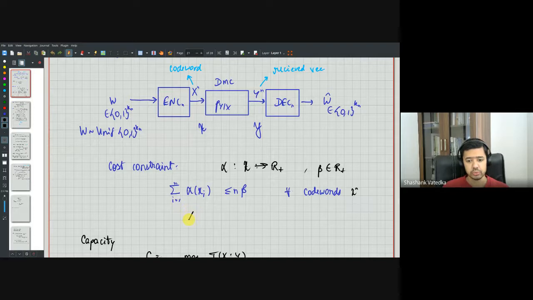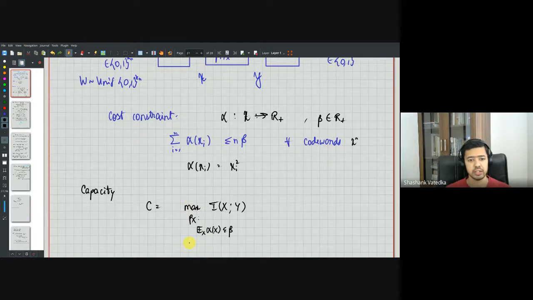Note that if I choose alpha of x_i to be x_i squared, then I get the regular power constraint that you have in various channels like the AWGN channel, right? And for such channels with cost constraints, the capacity is given by this quantity. It is the maximum of the mutual information between X and Y. But now this maximization is taken over all input distributions which satisfy this expected cost constraint. So the maximum over all p_X such that the expected value of alpha of X is less than or equal to beta.